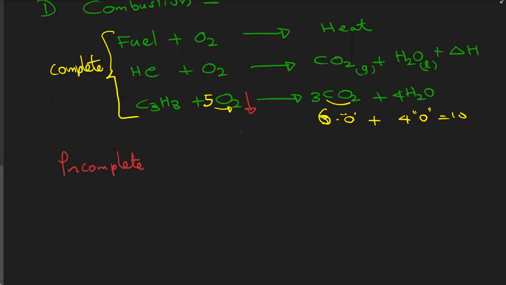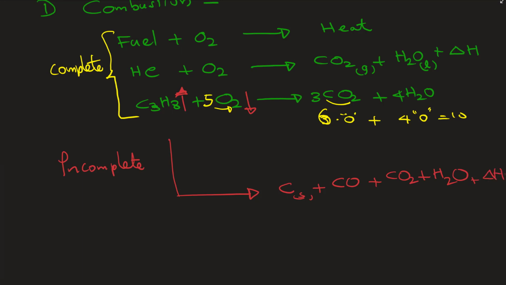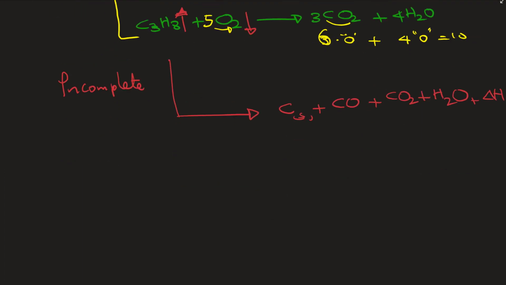Now also pay attention to the incomplete combustion. Incomplete combustion happens when you have less oxygen and more hydrocarbons. What do you get? Carbon solid, carbon monoxide, CO2, and water. Now you also need to know how to balance it. And then what is extra? Carbon solid and carbon monoxide. So that's the incomplete combustion, right?